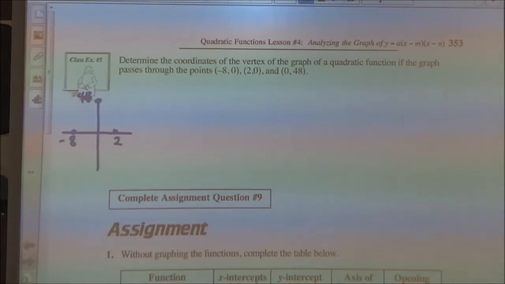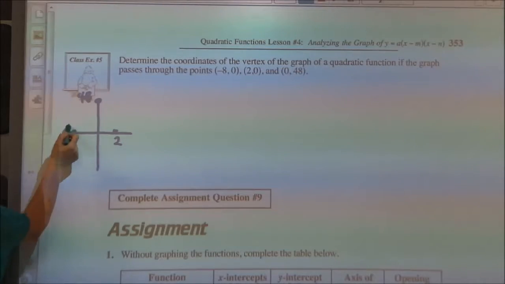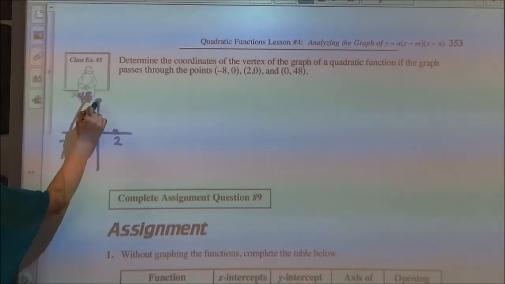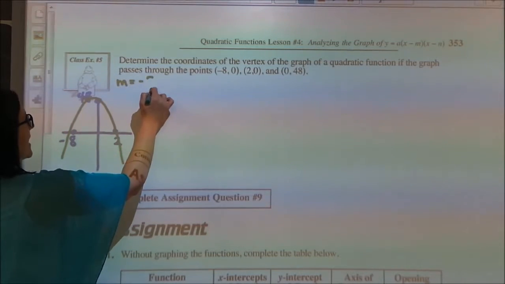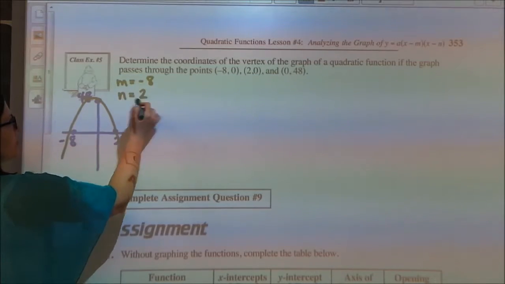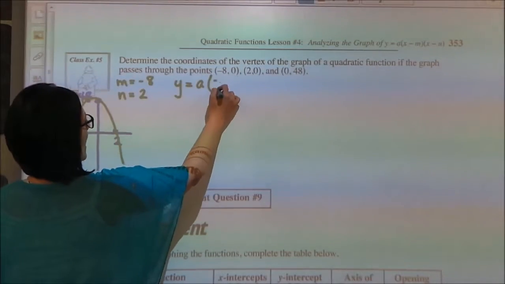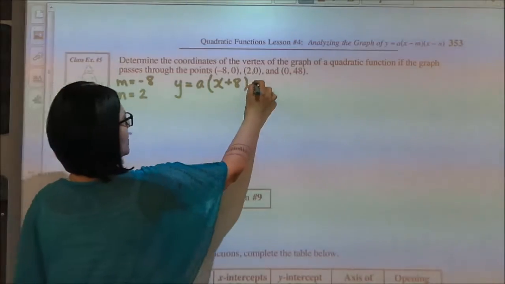So how am I going to connect these 3 points to draw my quadratic? There's no possible way for me to draw it this way. It has to be drawn upside down. And it is useful to know that, because if this has to be drawn upside down, it means my a value is going to be negative. So I know my m is negative 8. I know my n is 2. So I can start off with y equals a times (x minus the negative 8), so it becomes (x plus 8), and (x minus 2).